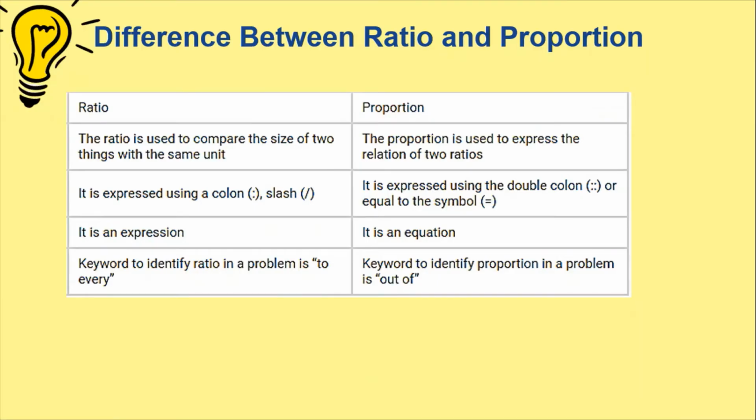I will just add, a ratio is an expression and a proportion is an equation. The keyword to identify a ratio in a problem is the phrase "to every", and the keyword to identify a proportion in a problem is the phrase "out of".